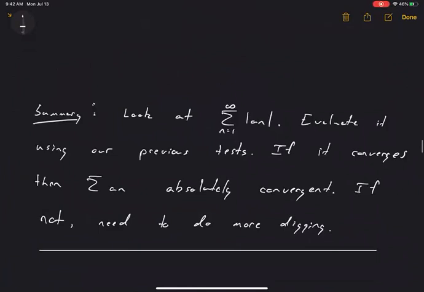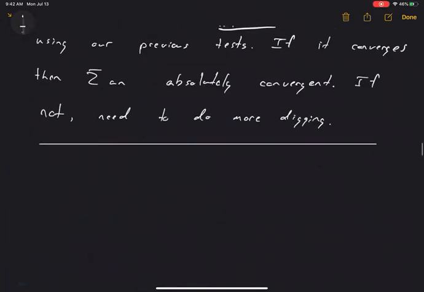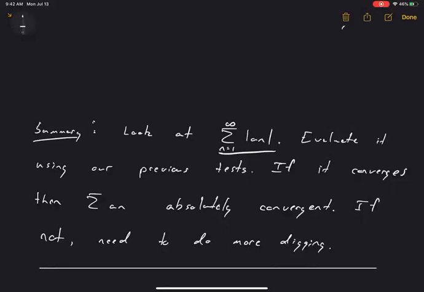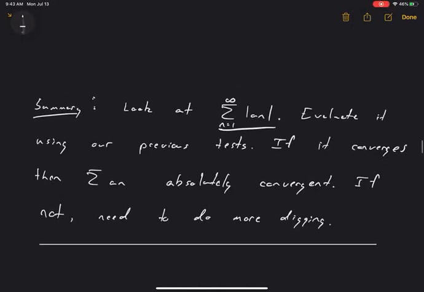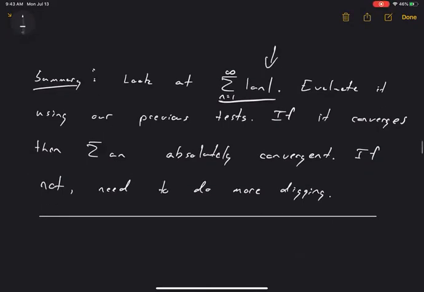So a quick little summary. To show something's absolutely convergent by definition, we're just going to look at the series of absolute values, and then we're going to evaluate it using all our previous tests. So we could have used, maybe not on this particular problem, but in the future we could use integral tests, geometric series tests, comparison tests, and so on. We use all our previous stuff to determine if this thing's convergent or not. If it converges, then we say our original series is absolutely convergent. If not, that doesn't mean our series is divergent. We just need to do a little more digging. Okay.